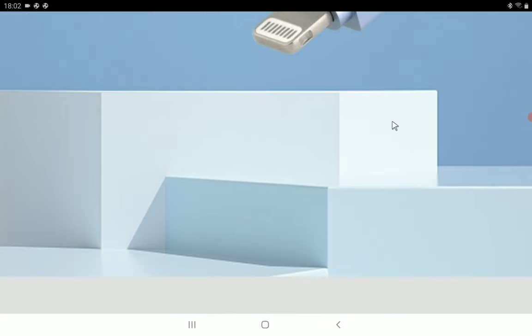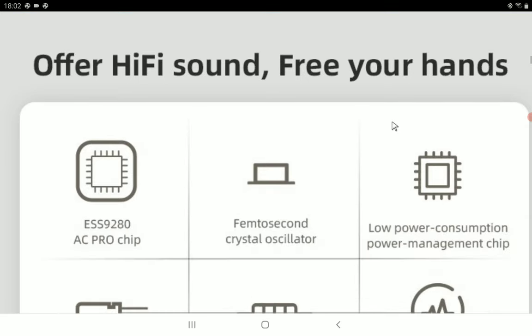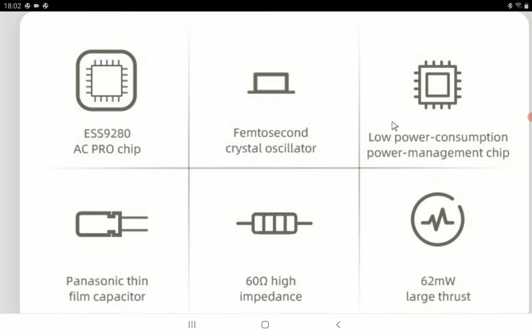It comes in two connector types. So if you want it for your Android, you get the one with USB-C. If you want the one with your Apple device, you get the Lightning version, the one that will work with your Apple devices. It's a universal DAC that will work well even with your Windows PC if you want it to work with your PC. It does have a 119 decibel signal to noise ratio.